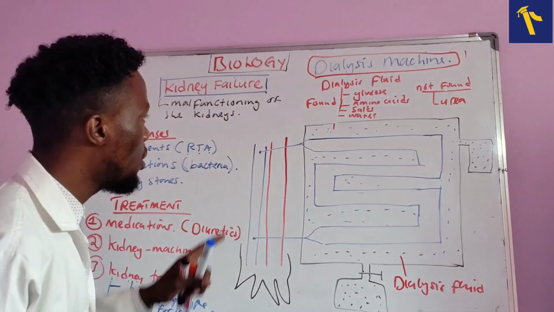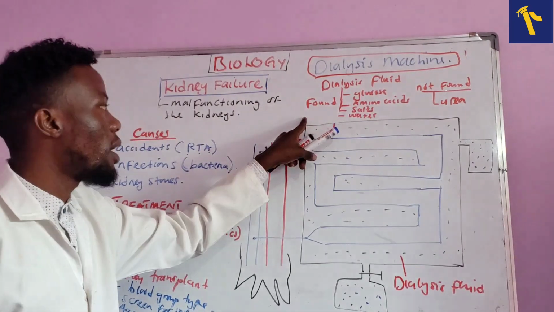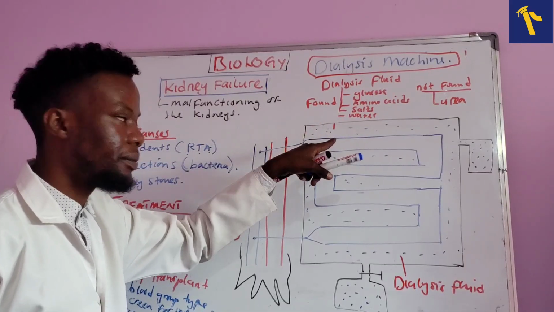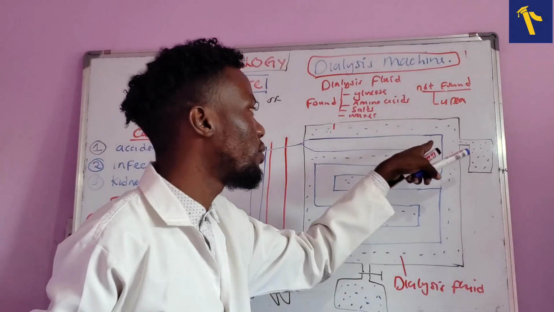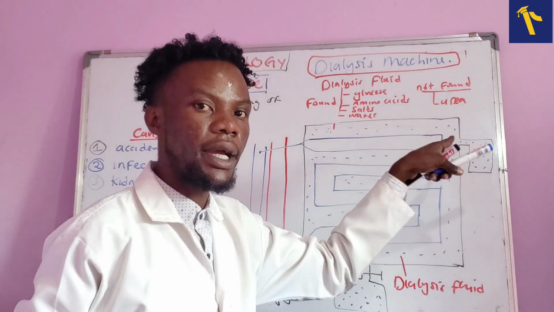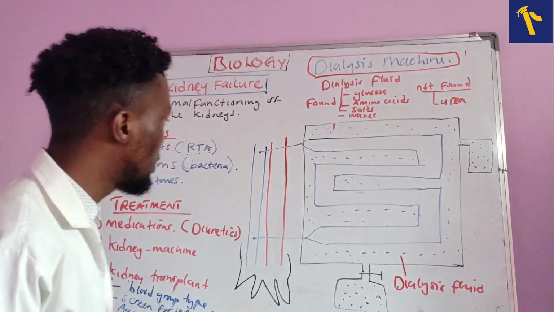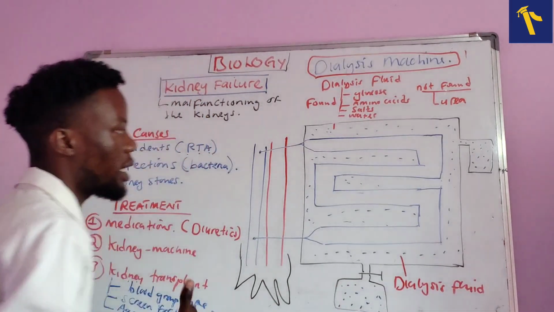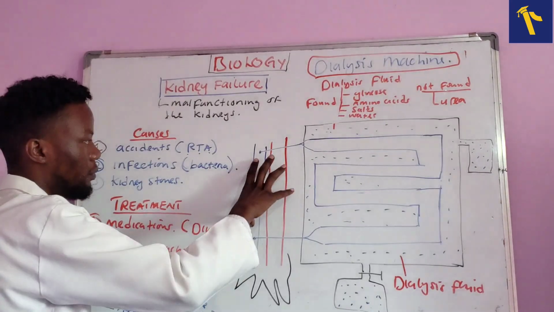Okay? Again, what are the things that you can find in the dialysis fluid? You can find glucose, amino acids, salts, water. What are the things that you can't find in the dialysis fluid? It is what? Urea. Urea can't be found in the dialysis fluid. Alright? So since now we've understood about the dialysis fluid, we go to another component. Okay? Another component. We come here.